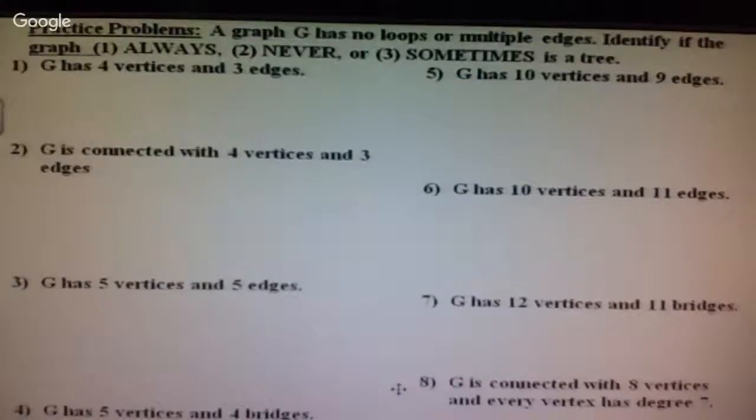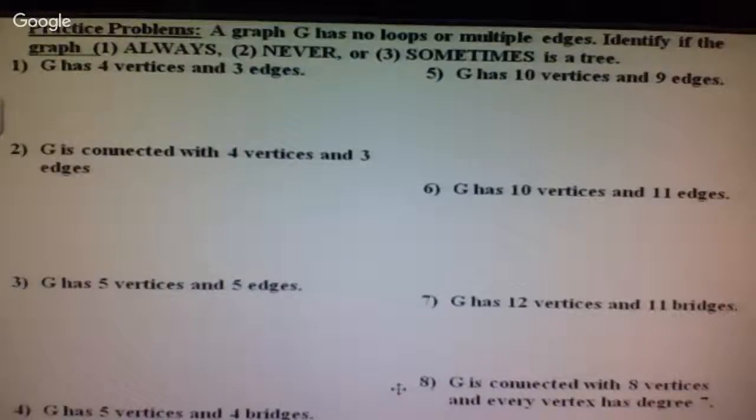Okay. There's going to be a section on your test that's going to look like this. You need to be able to read these and tell me always a tree, sometimes a tree, or never a tree. If you answer sometimes, you need to draw me a picture that shows it's a tree, and you need to draw me a picture that shows me that it's not a tree. Okay, so think about what a tree means and read these. So take a look at number 1.